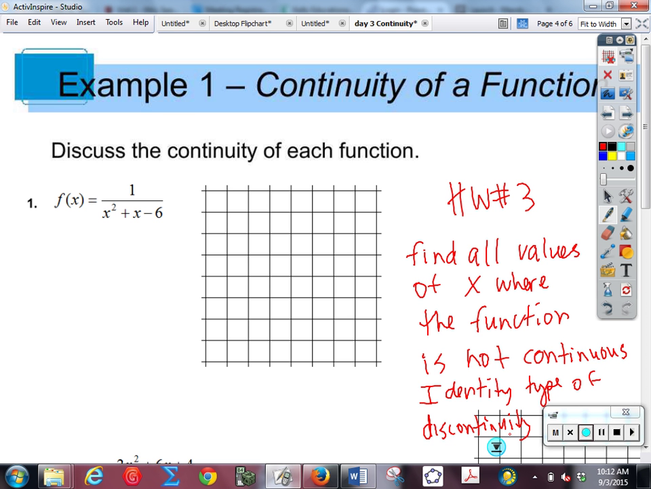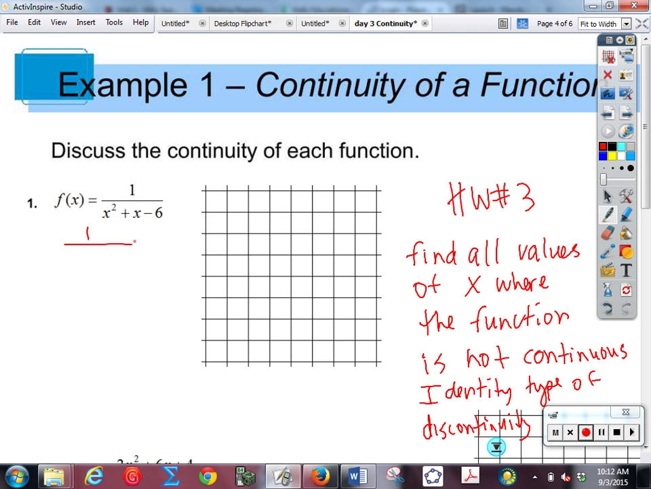So next in your homework, I would want you to write the function out. So write number 1, make sure you write the function out. Really, all you're looking for is either holes, asymptotes, or jumps. And you should be able to see them from your function. So if you write this function down, I would then factor it, right?